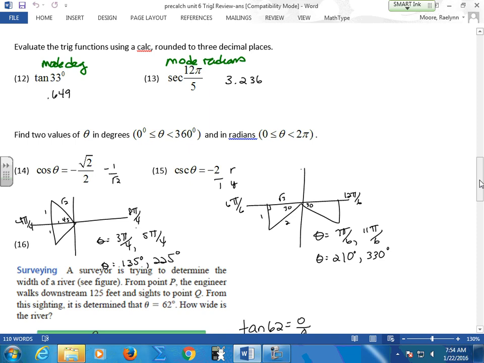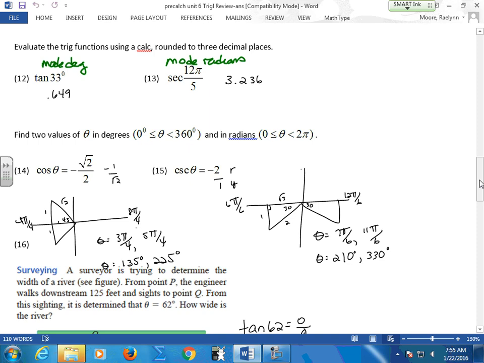The reason I asked for two values is because cosine is negative in two quadrants, sine is negative in two quadrants, tangent's negative in two quadrants. They all have two quadrants. I forgot to switch my mode. So if I ask you degrees, answer in degrees.